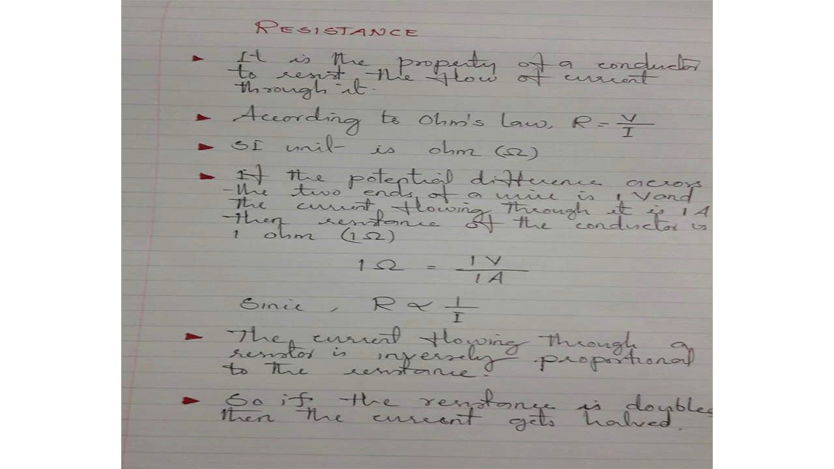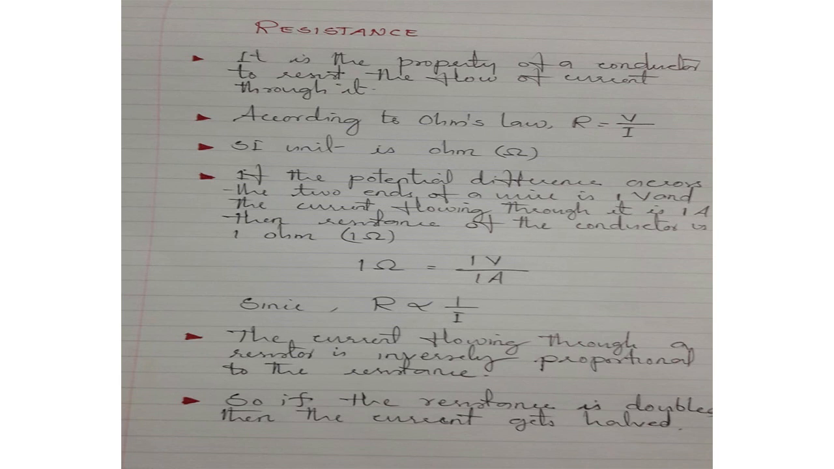Next we have to define 1 ohm. So for defining 1 ohm, we have to find out the equation. From Ohm's law, V is equal to IR, then R is equal to V divided by I. The unit for R is ohm, unit for V is volt, and unit for I is ampere. That is 1 ohm is equal to 1 volt divided by 1 ampere.